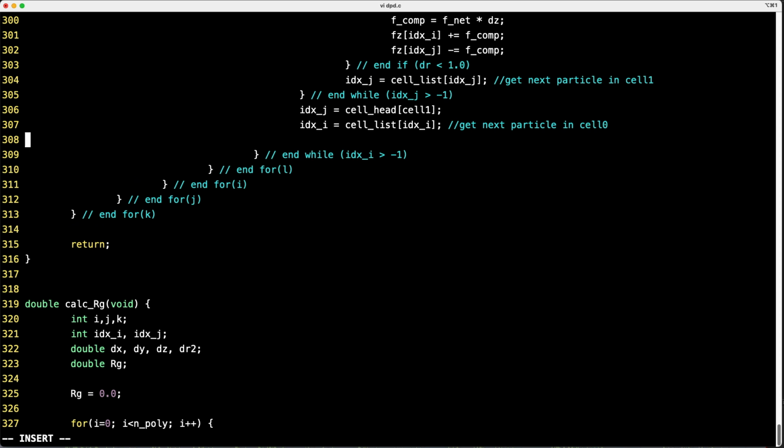Now we've got a little bit of a problem, right? Because if cell 0 is equal to cell 1, then this isn't going to work, right? Because we're going to get stuck and we're not going to be processing the interactions correctly. So just like we did above, if we're processing cell 0 with itself, then index j is actually going to be the next particle in the list of index I. Okay, and then once index I is equal to 0, we've reached the bottom of cell 0, it's going to kick us out of this while loop, and we're going to go back up and look at the next neighboring cell.